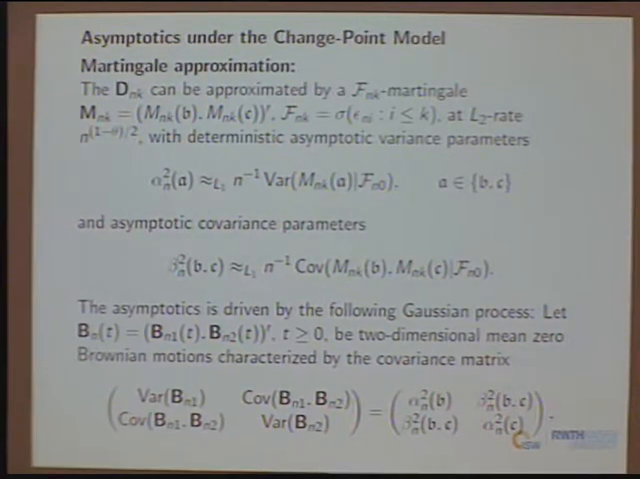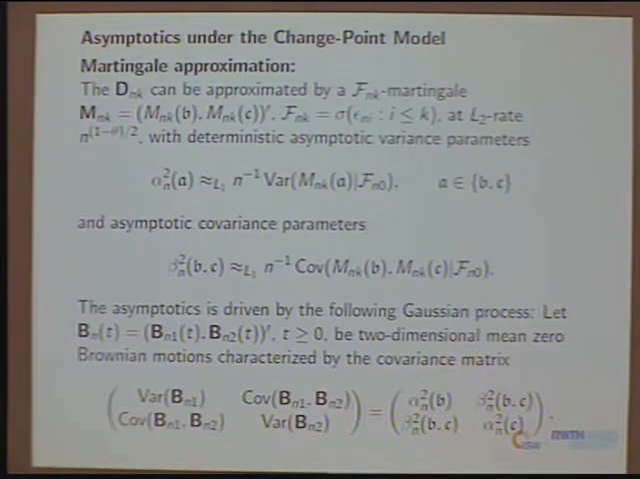So technically one can work as follows. One derives a martingale approximation of the D and K, and then one can work out that the conditional variances of these martingales are approximately, in the L1 sense, equal to quantities which can be computed from the coefficients of the time series, which are here generally denoted by this A array.